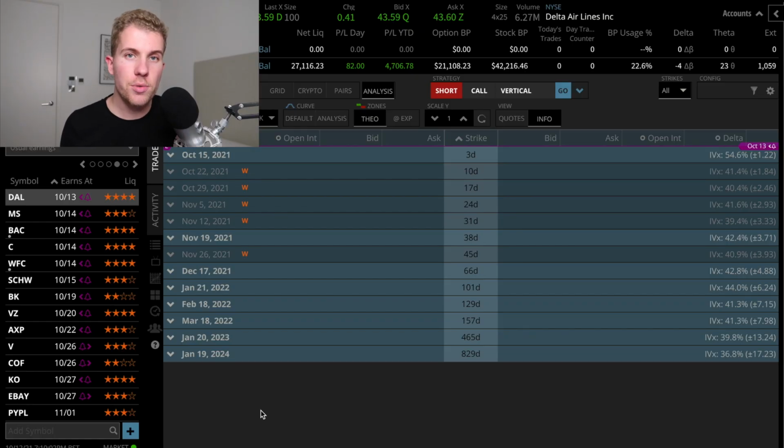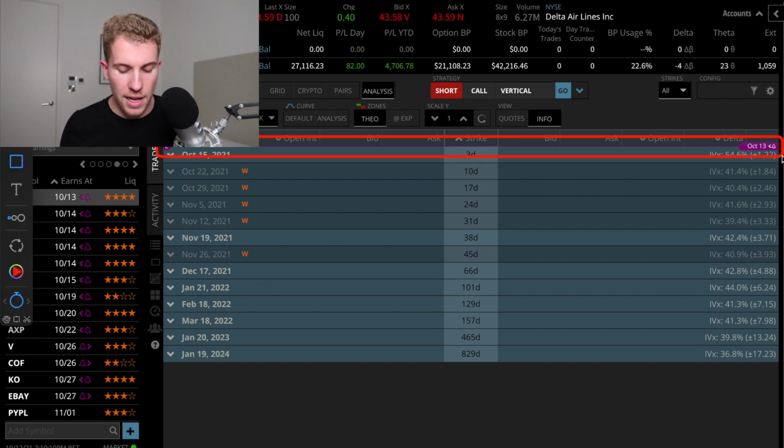So right now I'm in Tastyworks, and as you can see I have the option chain in front of me. And what you can see is that you have this purple line at the top. And that basically means that you have the earning announcement that is coming. And you can see actually the date on the right, and it's on October 13. And you can see that there is that bell sign.